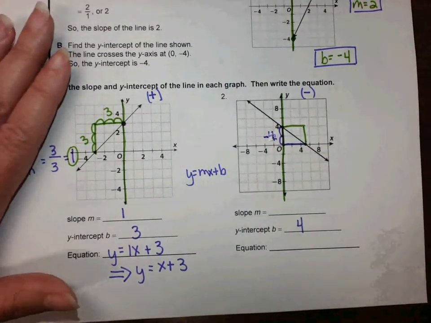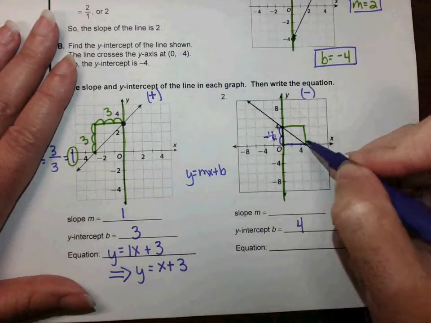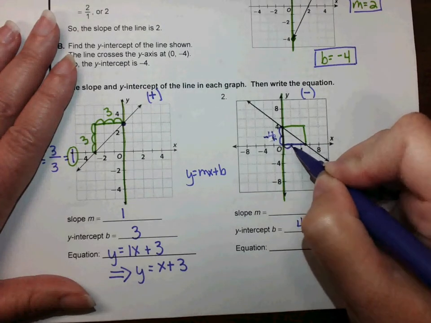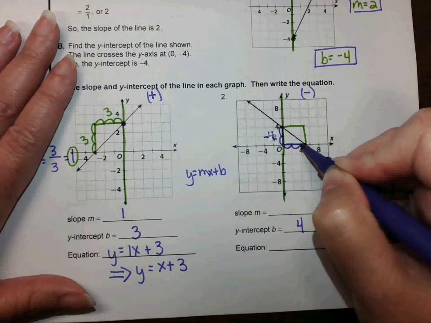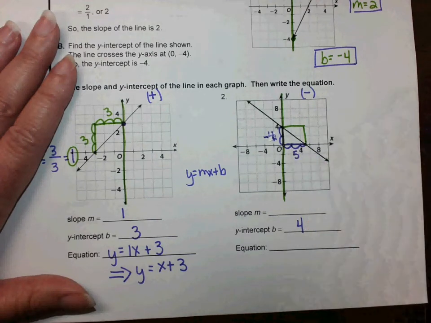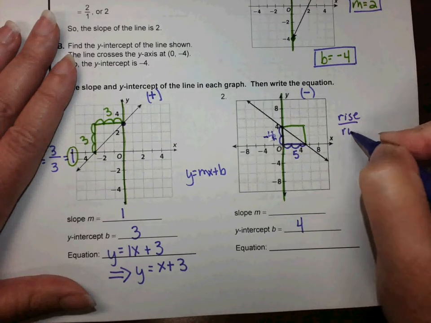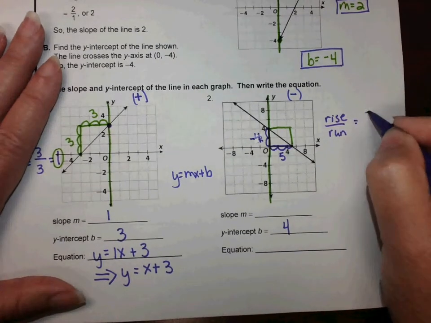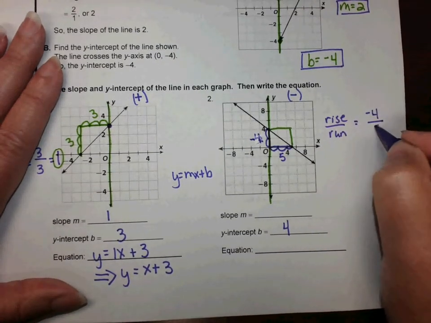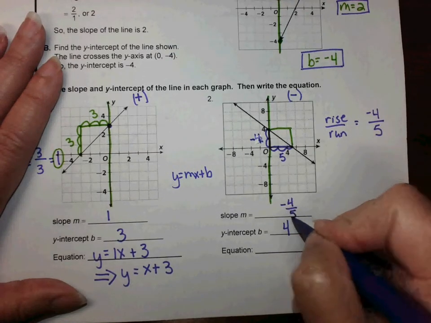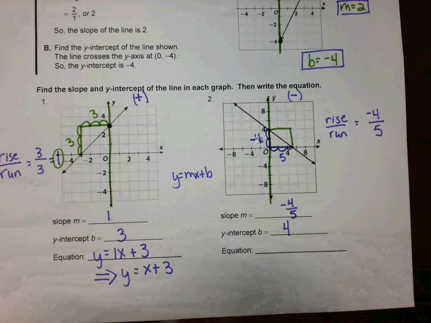It's going down 4 units. And this is going by 2s as well, so it's going over 2, 4, and then halfway to the 6 would be 5 units. So my rise over my run equals -4 over 5. -4/5.